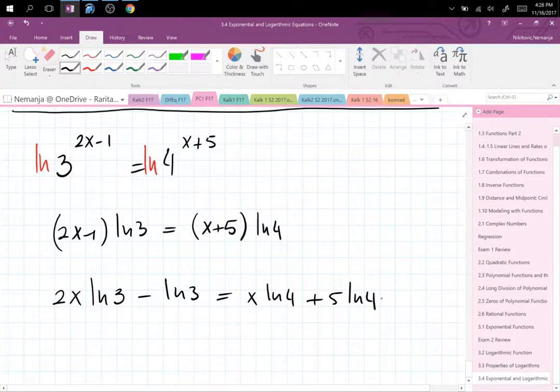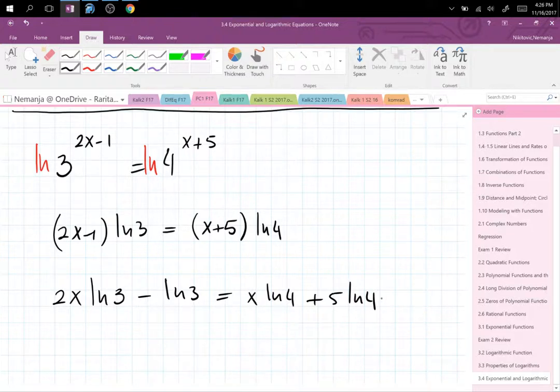So all I did is I ln both sides, and then I used the property of exponents that takes the exponent and drops it in front of the log. So there's the exponent 2x minus 1 in front of ln 3, and there's the exponent x plus 5 in front of ln 4. That property was studied last class. Then we use basic distribution.